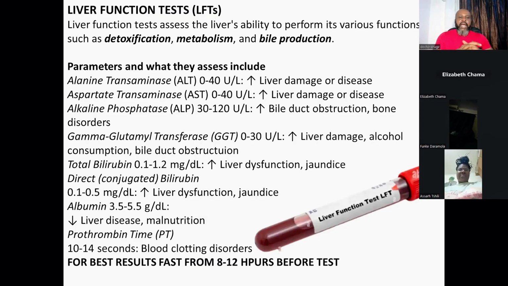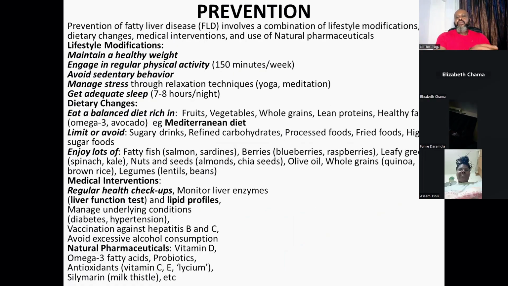And then prothrombin time, whether high or low, means there's a problem with blood clotting. That's why sometimes when people go to the lab and find that the prothrombin time is too high, it means they cannot even enter the theater, because anything cut there bleeds on and on without stopping easily. That's why these parameters are very, very important. But remember that for best results, we have to fast for 8 to 12 hours for the test.